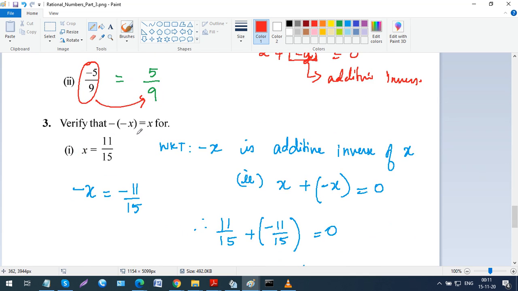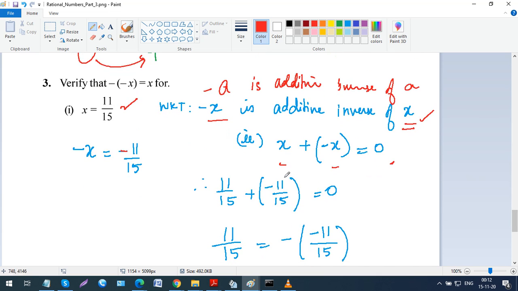Okay, so now here if I ask you, verify that minus of minus x is equal to x, for x equals 11 by 15. We know that minus x is the additive inverse of x, or as I told you, minus a is the additive inverse of a, right? That's what we have learned. So minus x will be the additive inverse of x. So now x is 11 by 15. What will be minus x? You just put a minus in front of 11 by 15. Now you add x and minus x and see if you get 0 or not. Okay, so 11 by 15 plus minus 11 by 15 will be equal to 0, right?